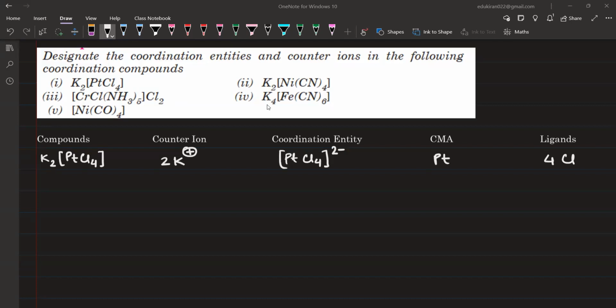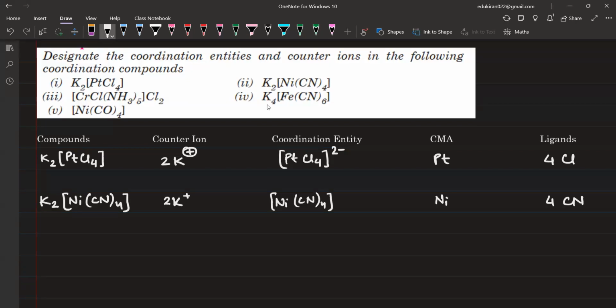See here, guys. We have K2[Ni(CN)4]. The counter ion will be 2K positive. The coordination entity will be nickel and 4 cyanide. The central metal atom is nickel, and the ligands are 4 CN, right?